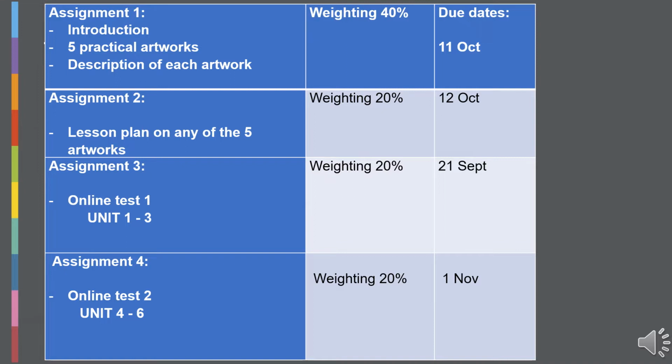Assignment 3, this is online test 1, will cover units 1 to 3, will have a weighting of 20% and is on the 21st of October. Please make sure that you have enough time to complete the test. Assignment 4, this is online test 2, this will cover units 4 to 6, will have a weighting of 20% and will be on the 1st of November. Again, please make sure that you allow yourself enough time in the day in order to complete the test.